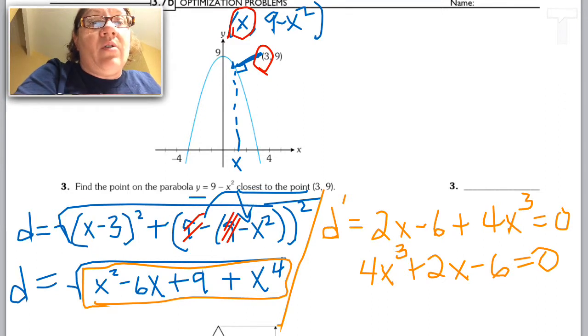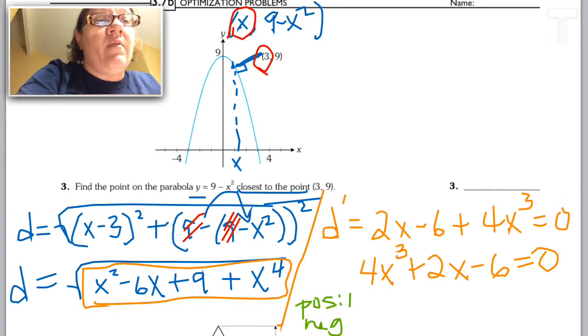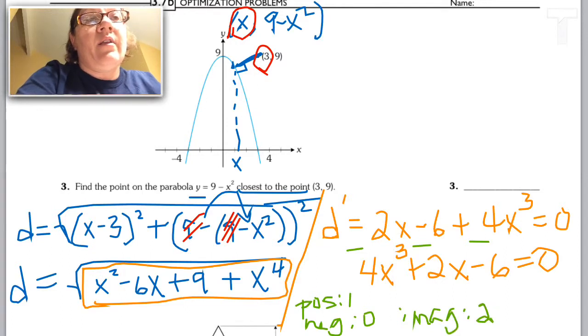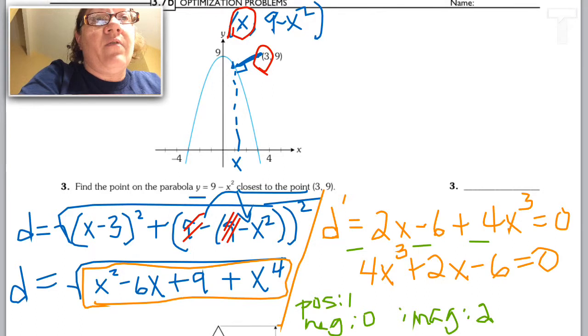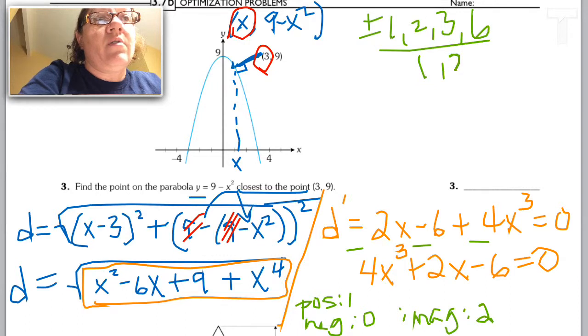So of course I'm going to use some strategies like Descartes' rule of signs. I know that there will be one positive, and if I make all the x's negative, this is going to be a negative, a negative, a negative, so there's no negatives, which means imaginary there'd have to be 2. And then I want to look at the factors of the constant, so factors of 6 over factors of the leading coefficient, so 1, 2, and 4.